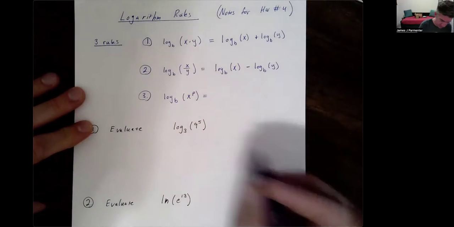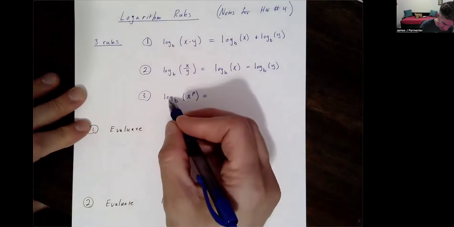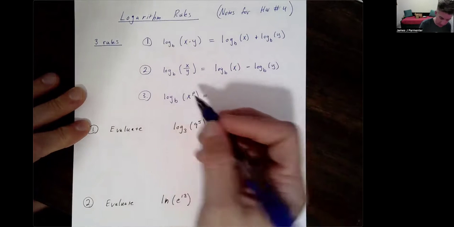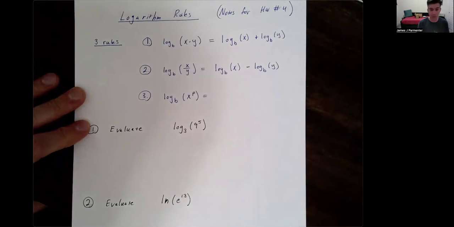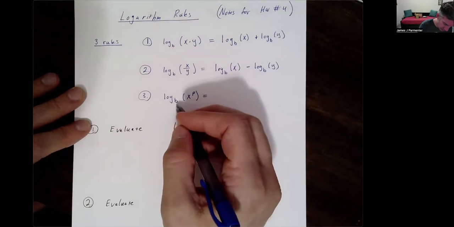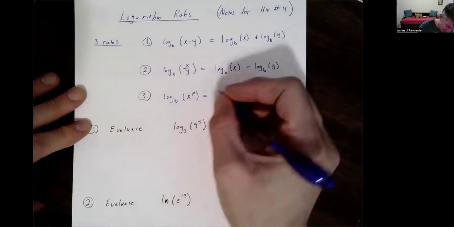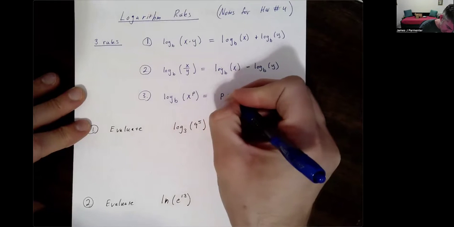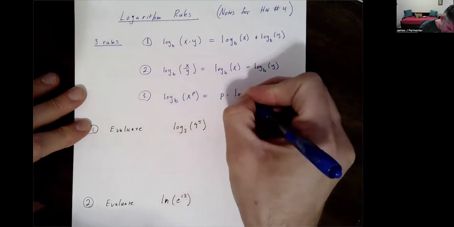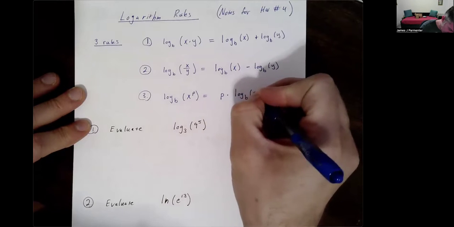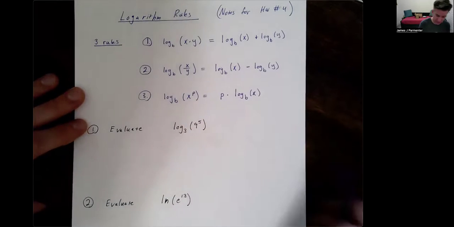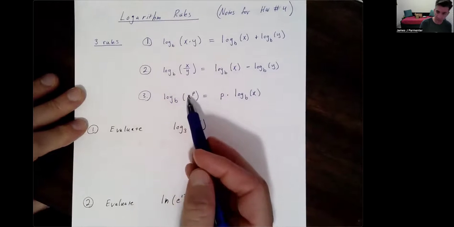Finally, thirdly, the logarithm of x to a power. Again, none of these matter for the base, which can be any positive real number. It's not 1. Here, log base b of x to a power p is equal to p times log base b of x.